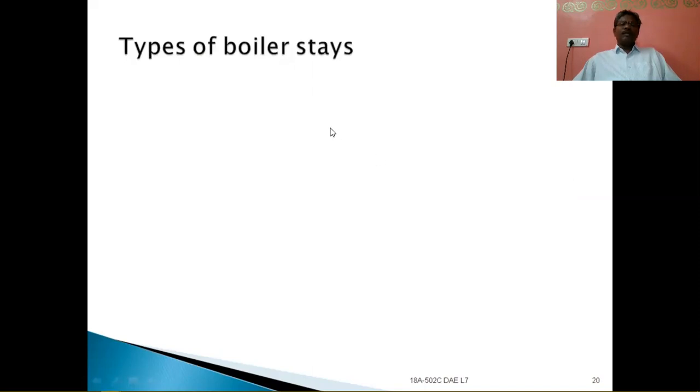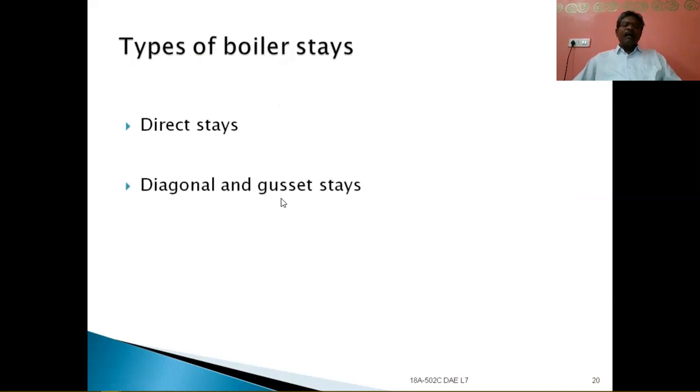So, types of boiler stays. Direct stays, diagonal or gusset stays, and girder stays. So these are the three types. Direct stays, number one; diagonal or gusset stays; girder stays. But in our syllabus, we are only concerned with the direct stays.